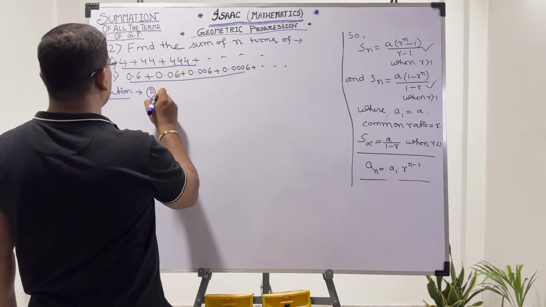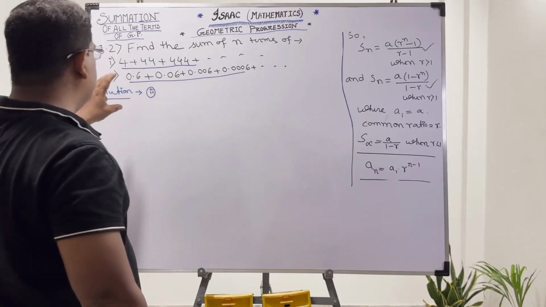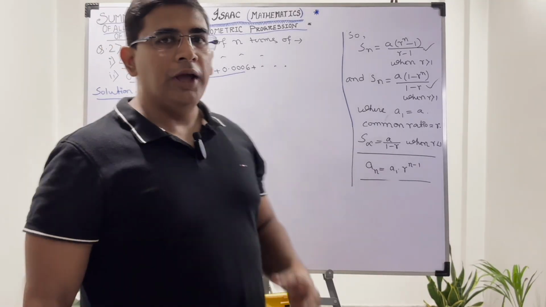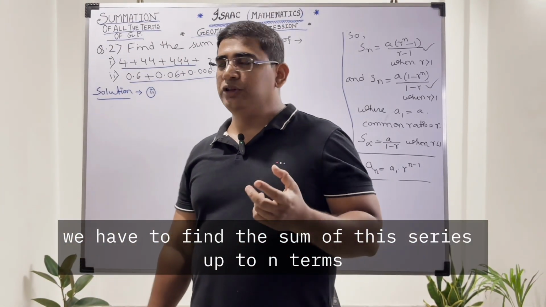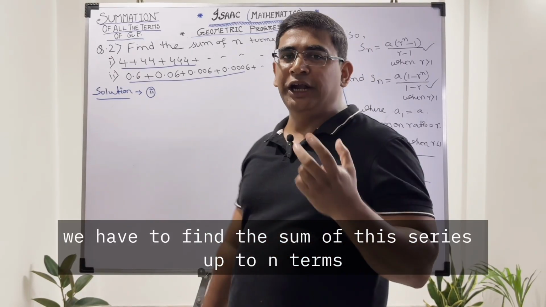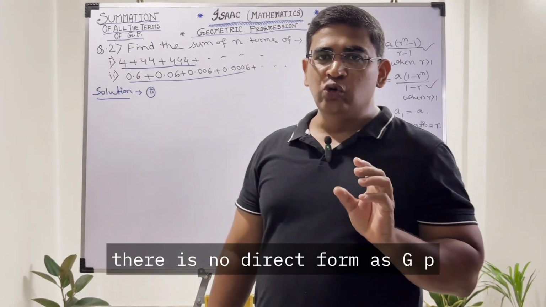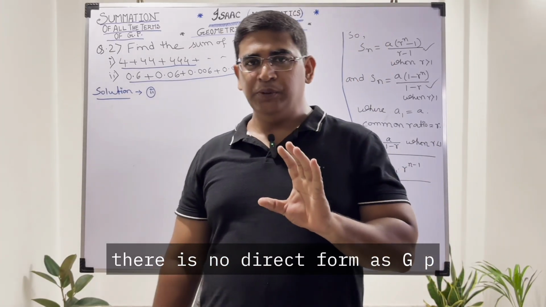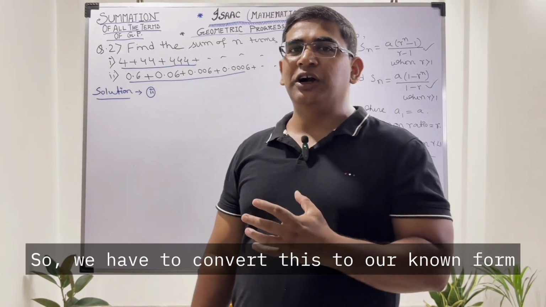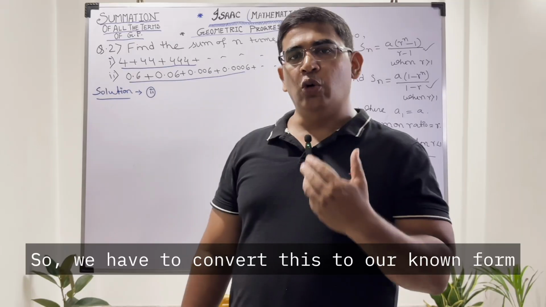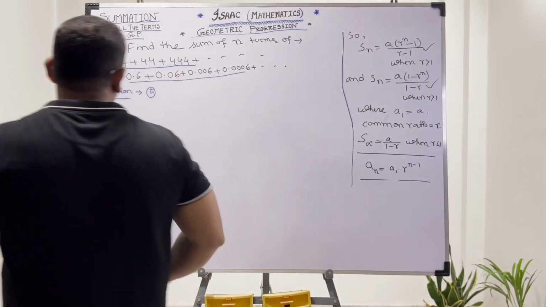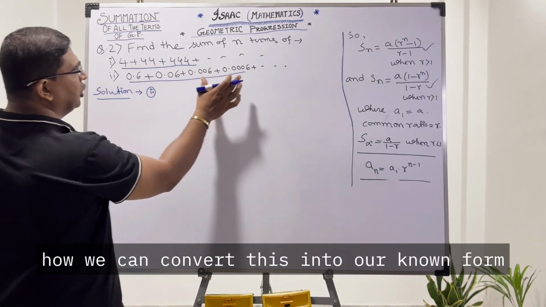In problem number 2, we have to find the sum of this series up to n terms. And similar to the previous one, there is no direct form as GP. Okay, so we have to convert this to our known form. So let us study how we can convert this into our known form.